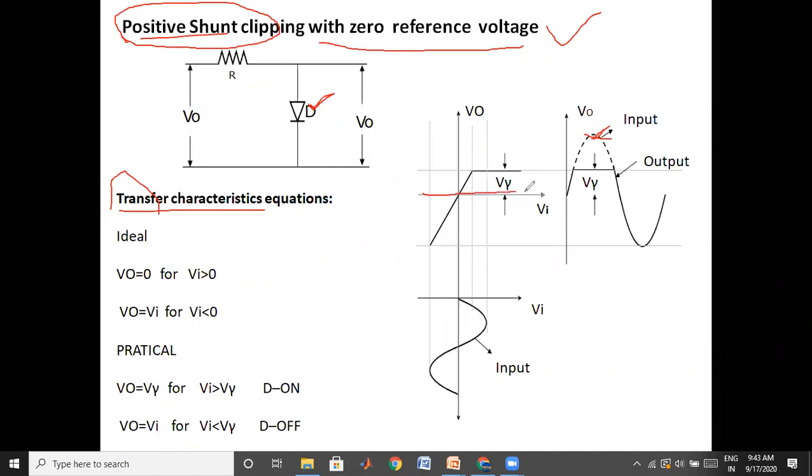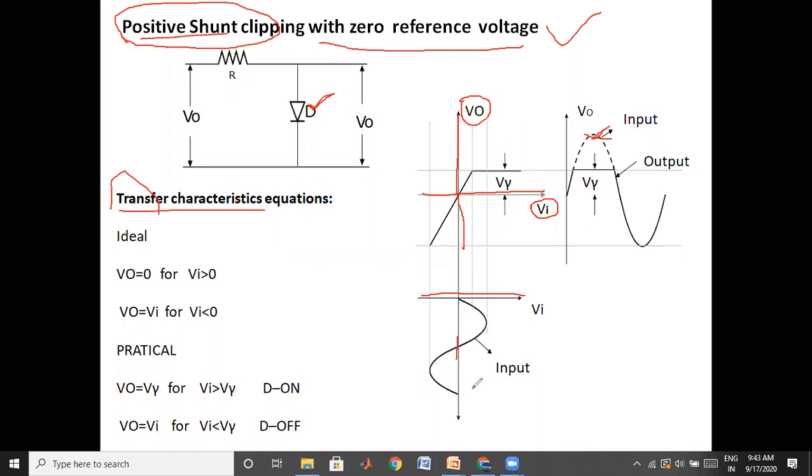Okay, this is my input line, and this is my output line. This is my input voltage. The X-axis represents the input voltage, and the Y-axis represents my output voltage. Here I have taken the X-axis, and this is my input waveform. This is my Y-axis, where I have drawn the input cycle.